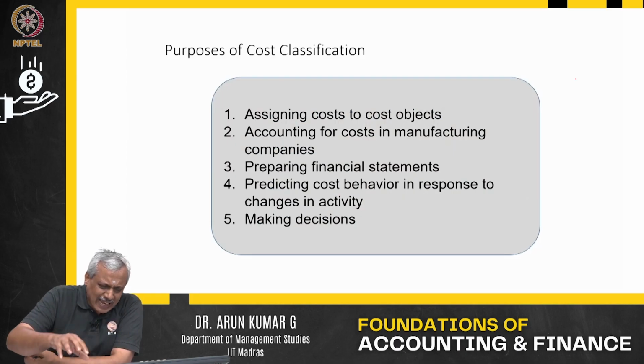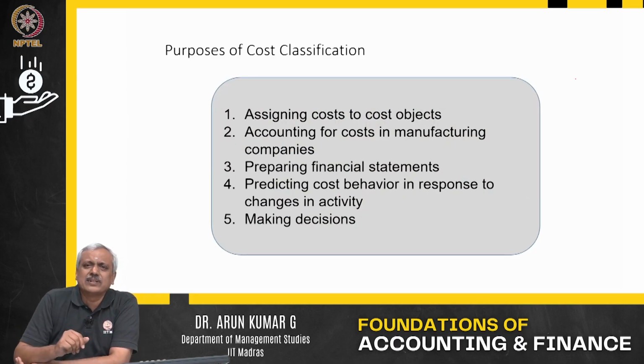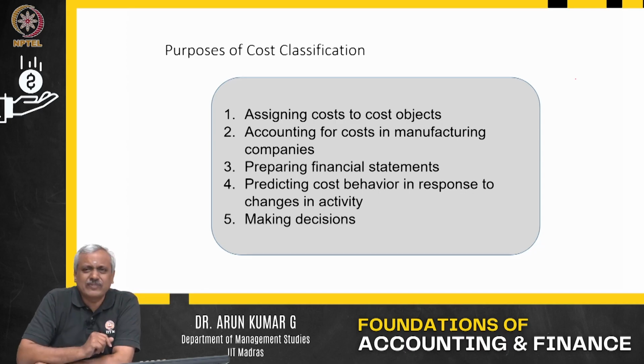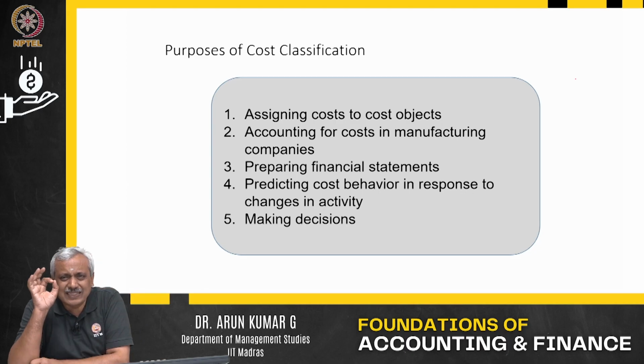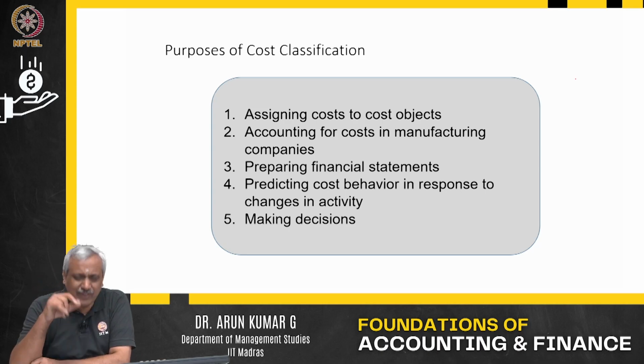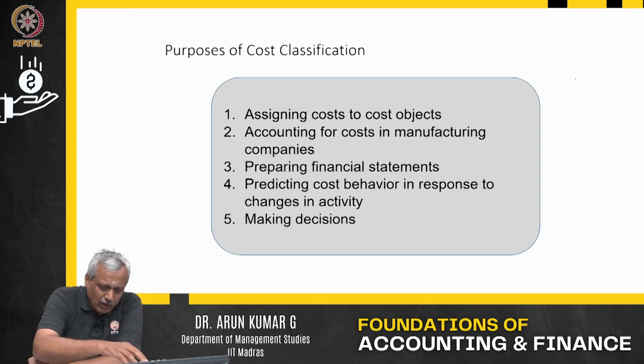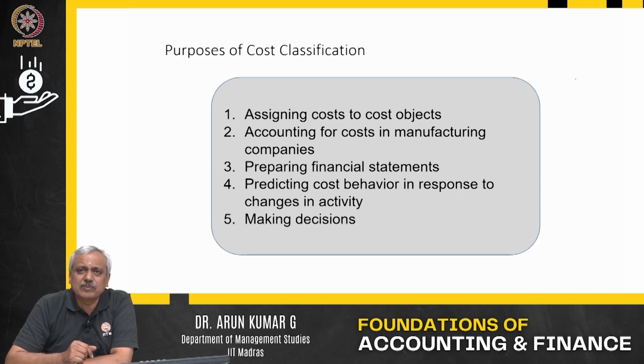Now what happens? We classify the cost into various aspects. We classify the cost into various cost objects in terms of manufacturing companies. Then we also look at cost behavior, and then we make decisions. We also make a financial statement called a cost sheet. We will take an example as we go along, of preparing a cost sheet, that is, preparing a financial statement in that particular case.